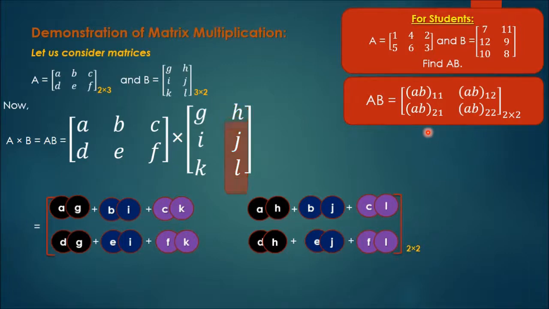The answer is on your screen. That's the product AB, the new matrix, and it's a 2 cross 2 matrix.